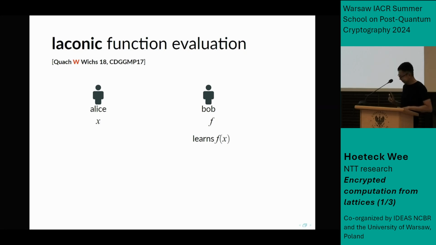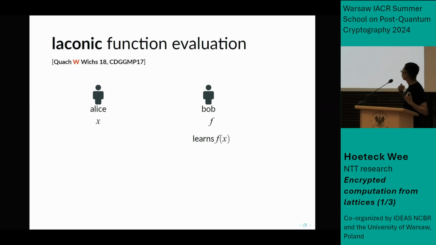The other application we'll talk about is a notion called laconic function evaluation. This is a generalization of an earlier notion of laconic oblivious transfer, and it's very related to the FHE application that we described at the beginning of the talk. You have a user, we call Alice, who holds some input X. You have Bob, the server, who has some function F. We are interested in computing F on X while protecting the privacy of X.